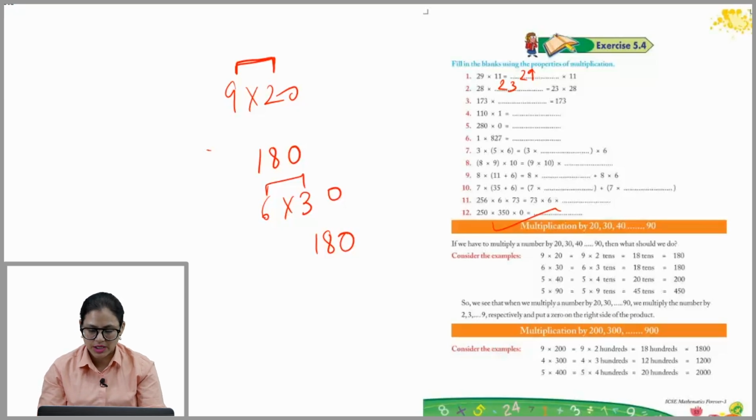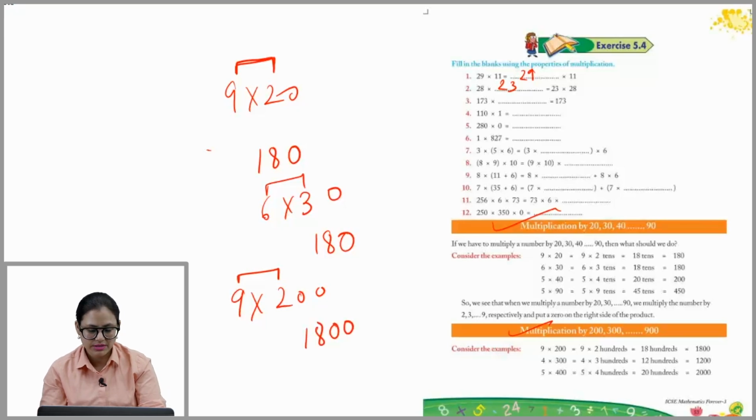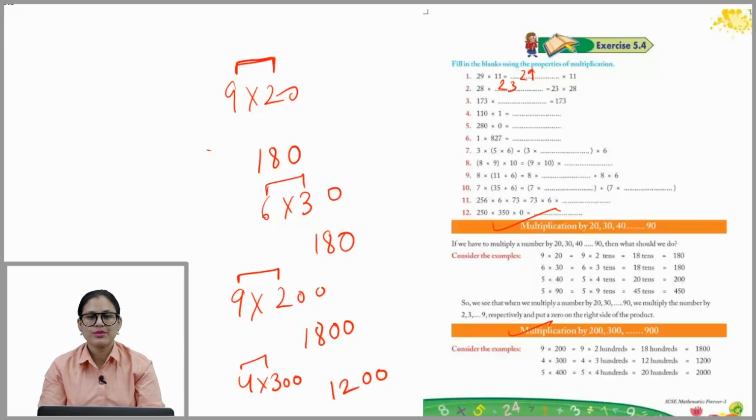Now multiplication by 200, 300 up to 900. Now consider this example. 9 into 200. Just multiply these two numbers. 9 into 2 is 18 and put 2 zeros to the right side. Similarly, 4 into 300. 4 into 3 is 12 and put 2 zeros to the right of it.